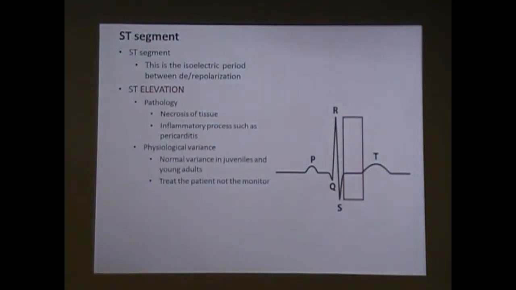Physiological variances. You can have a normal variance in juveniles and young adults. Important throughout all this, we have to treat the patient, not the paper, okay? The EKG is merely an adjunct to your clinical assessment.